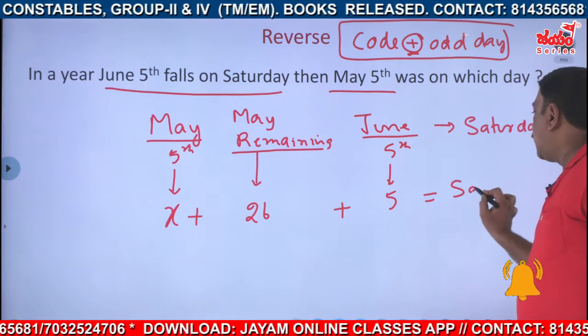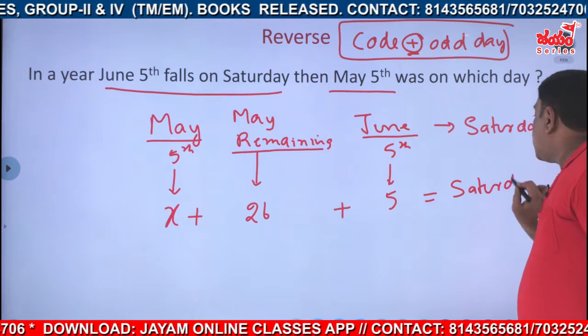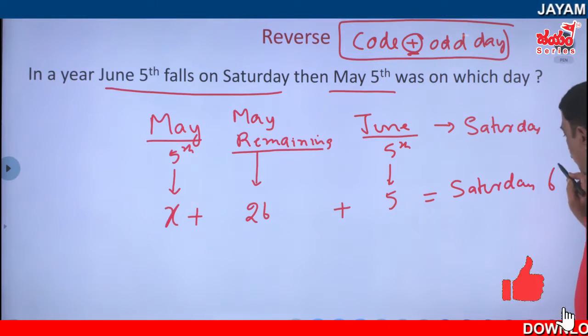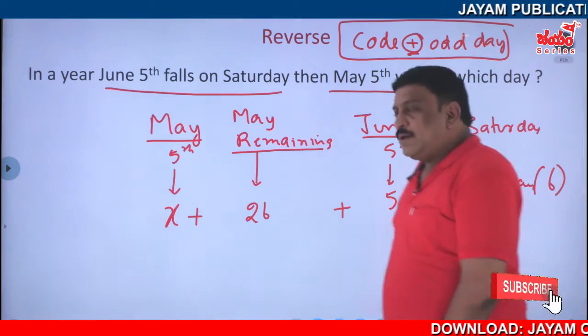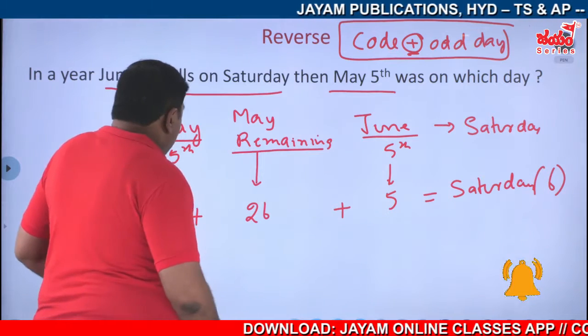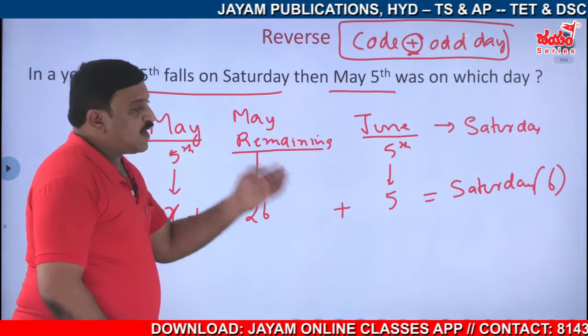So, I'll put Saturday here. Or in place of Saturday, what can we keep? We can keep 6, because the Saturday code is 6. Right? Now, x plus 26 plus 5 is Saturday.